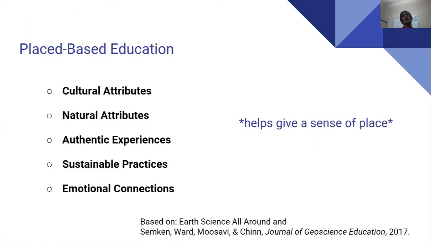Now, when it comes to developing a scene, I thought it was important to mention thinking about place-based education and trying to help give a sense of the place that you're at. And this can include the cultural attributes, the natural attributes, authentic experiences, sustainable practices, and making an emotional connection to the location and where you're at. So if you were to think of, oh, I'm at the beach, that might be a place where you can relax.